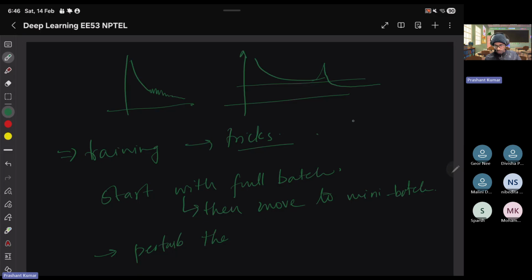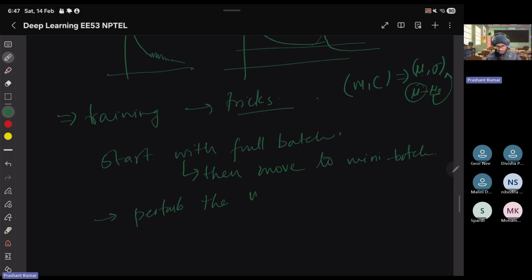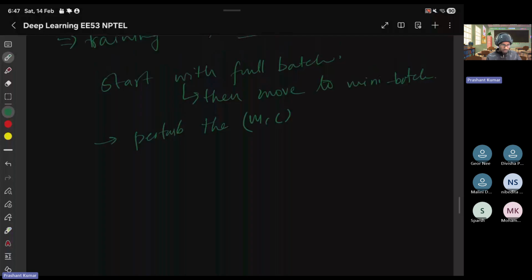Like let's say your current M and C has some mu and some sigma. After knowing mu and sigma, you can basically perturb the mu by some value like mu minus mu naught or something, and mu naught will come from the idea of sigma. Okay, perturb the M and C. These are some very good training methods. Okay. So now we have talked about whatever the method that was, that is called stochastic gradient descent.